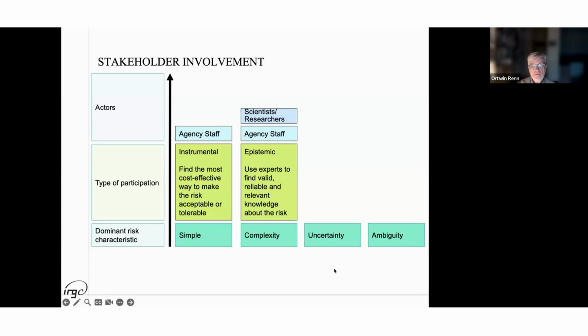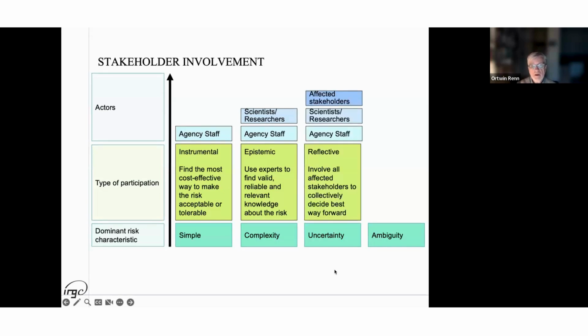The next step, of course, is uncertainty. Where the uncertainty cannot be resolved by modeling, then it is very good to have affected stakeholders be part of this, because some are the victims, some are the beneficiaries. I think if they can negotiate something between them, then this would be, of course, an interesting way to resolve the conflict. You need affected stakeholders to collectively decide the best way forward.